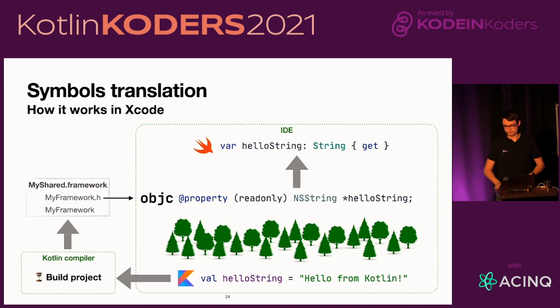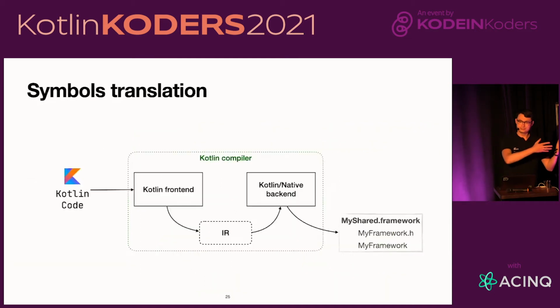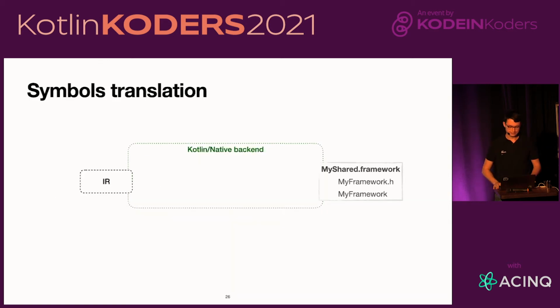Let's have a closer look to what happens inside Kotlin compiler. Kotlin compiler takes Kotlin code, it gives it to Kotlin frontend. Kotlin frontend creates intermediate representation. This IR, Kotlin compiler gives it to appropriate Kotlin backend. In our case, it's Kotlin native backend. And Kotlin native backend already generates binary framework. Let's have a closer look to Kotlin native backend.